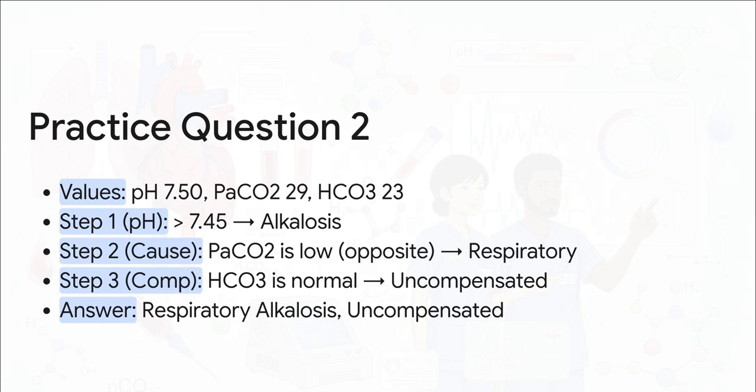Okay, next one. pH is 7.50, PaCO2 is 29, HCO3 is 23. Let's go. Step 1, pH is high, so that's alkalosis. Step 2, PaCO2 is low. High pH, low CO2, they're opposites again. It's respiratory. Step 3, our HCO3 is still in the normal range, so no compensation. The answer is uncompensated respiratory alkalosis. You see how this system just works?